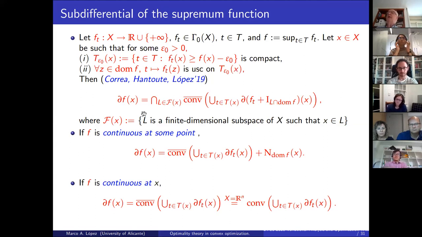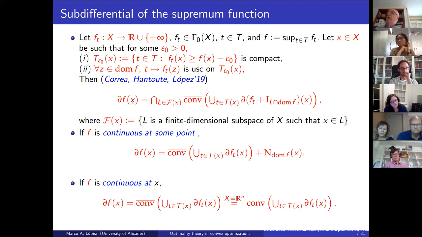Then we prove this result. The subdifferential of the supremum function is given by means of the intersection over this family. This is the family of all the finite dimensional subspaces passing through the point x. This is the closed convex hull of the union, over active constraints, of all these subgradients. This is a complete characterization, valid at any point of the space.